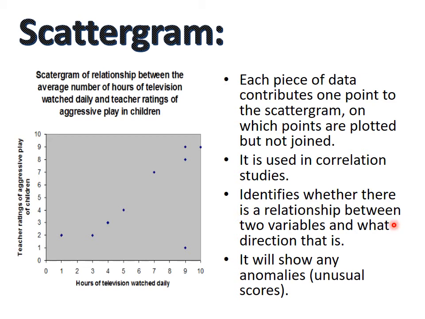So it's important with those 4 types of graph that you know why you would use them. Mainly for the purposes of the exam, if it's nominal data, you're going to use a bar chart. If the data is showing a continuous relationship, you'd use a histogram or line. And if it's a correlation, you're going to use a scattergram.